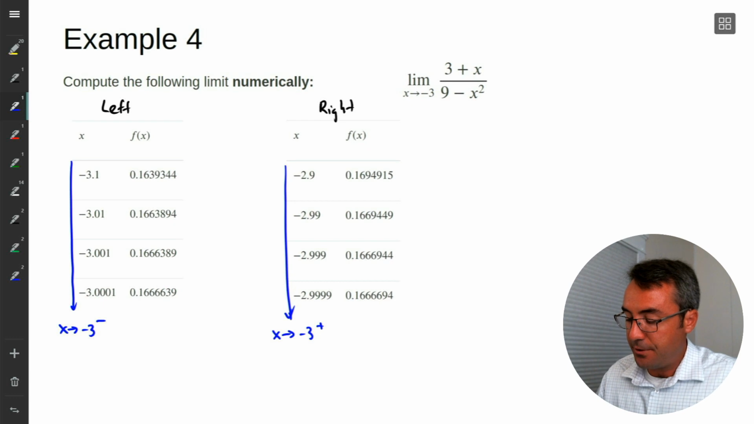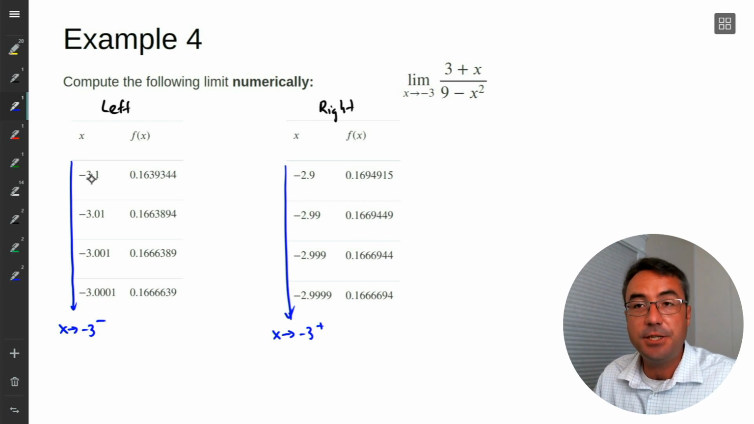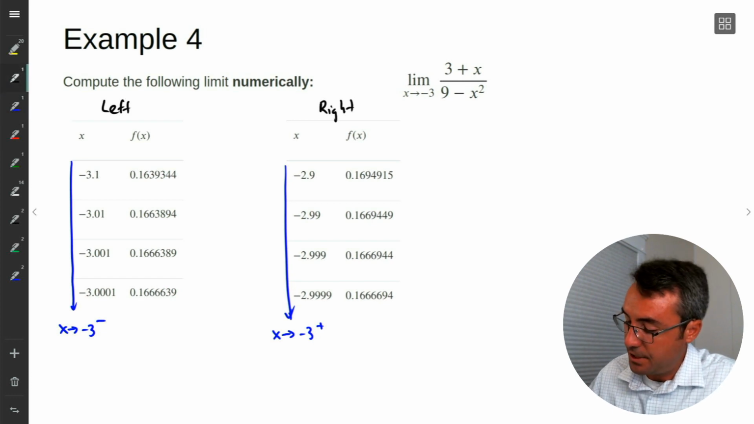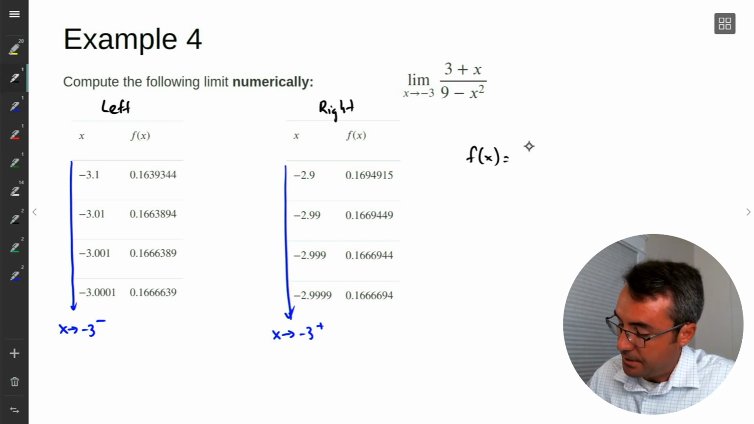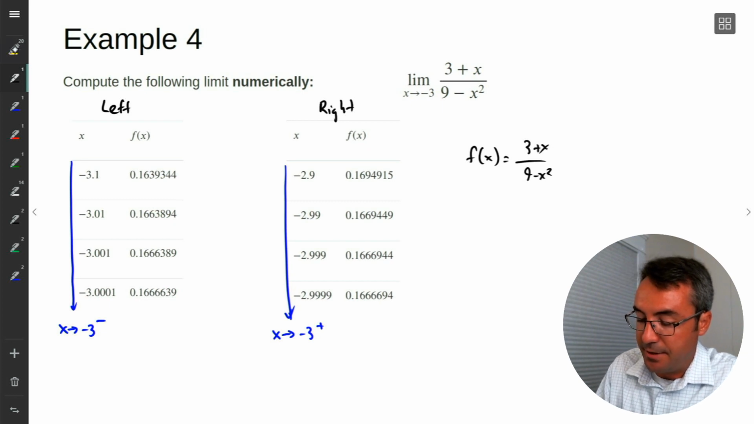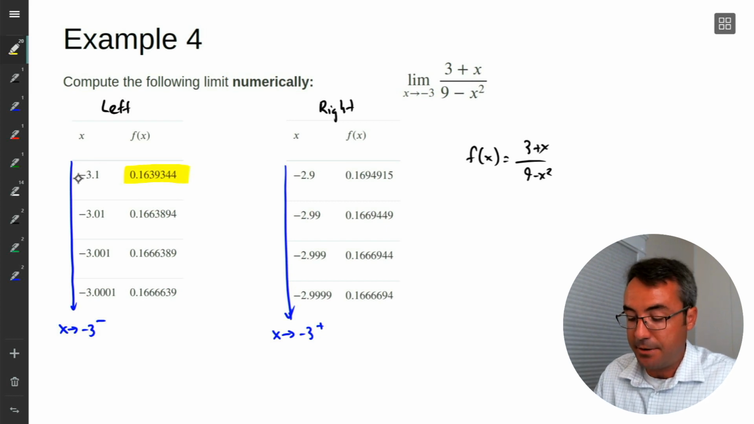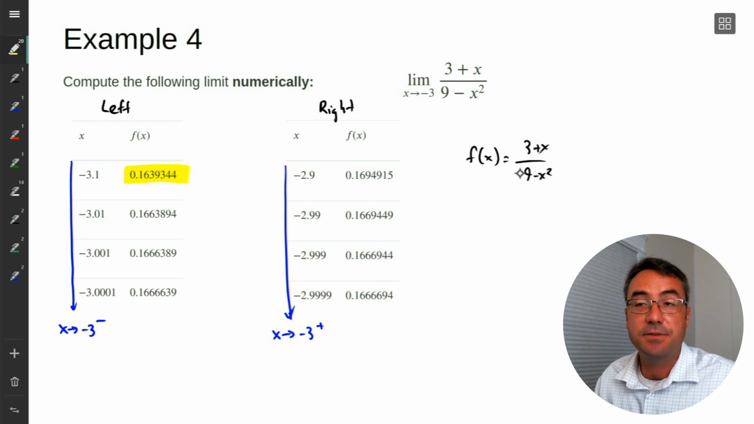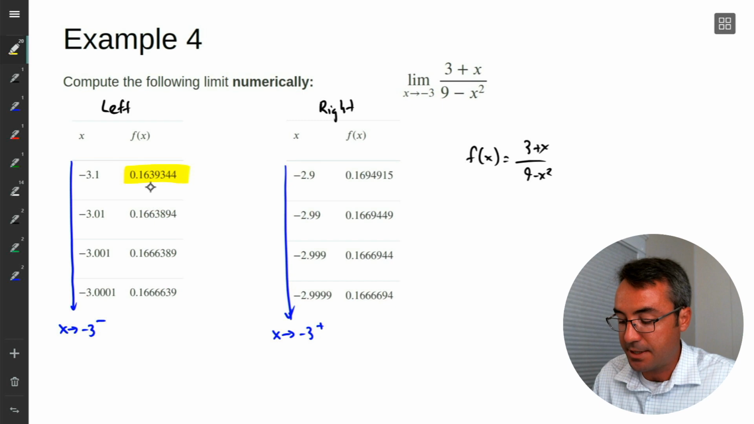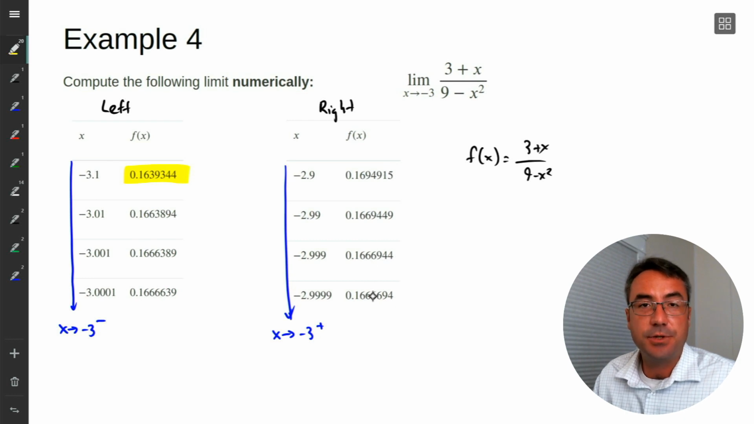And so then to figure out these function values, we would take each of these x values and plug them into our function. So our function here is 3 plus x divided by 9 minus x squared. So if we wanted to figure out this value right here, I would take negative 3.1 and just plug it into this function, and I've just recorded the result. It's this decimal, 0.1639344. And we would do that for each of these to fill in all these entries on our table here.